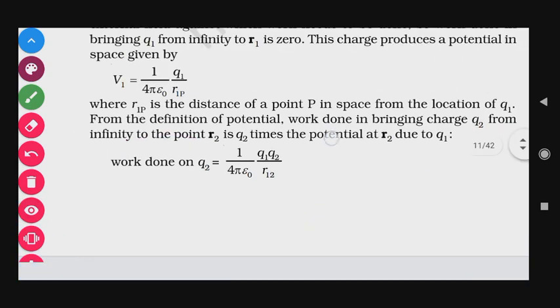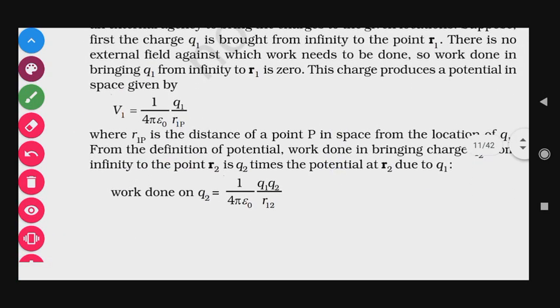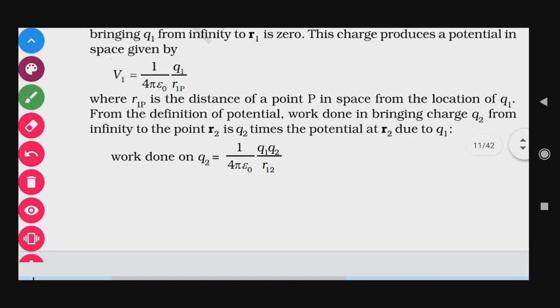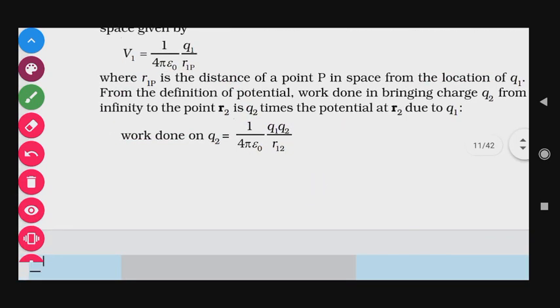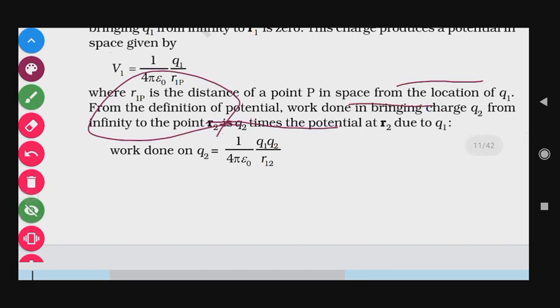The charge produces a potential. The first charge will produce a potential at any general point: v1 is equal to 1 upon 4 pi epsilon naught times q1 over r1p. This is the potential due to a point charge that was studied in the previous lectures. Here r1p is the distance of a point p in space from the location of q1.